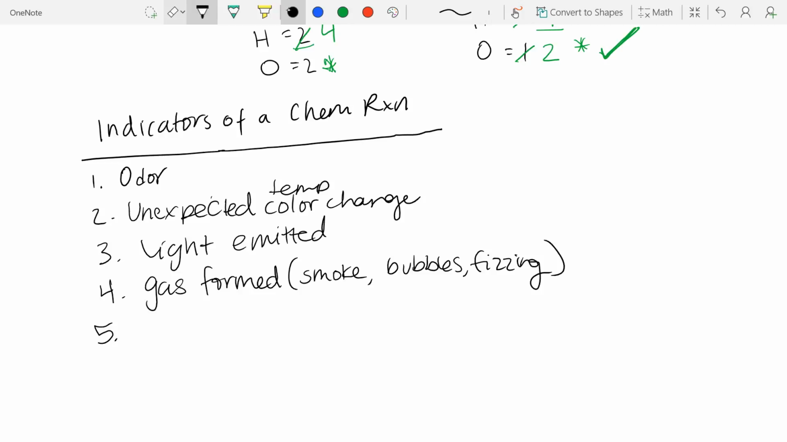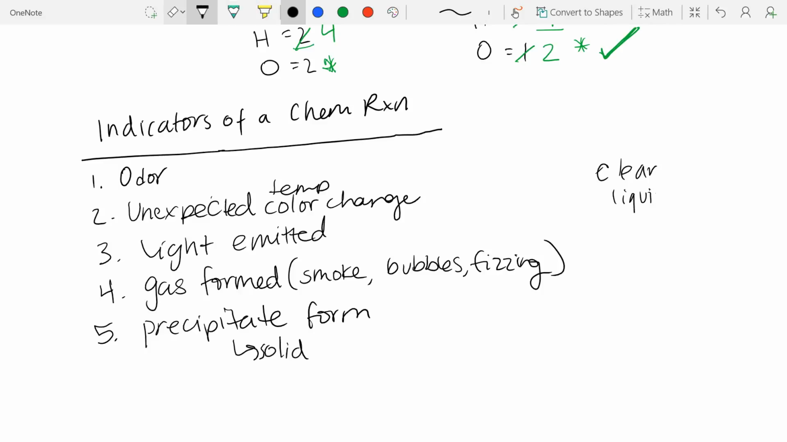And you can also have a precipitate form. Now remember, a precipitate is a solid. So remember when we had a clear liquid plus another clear liquid, we added them together and we produced a yellow solid, right? We had an unexpected color change and we also had that precipitate form. That's how we knew a reaction had occurred.